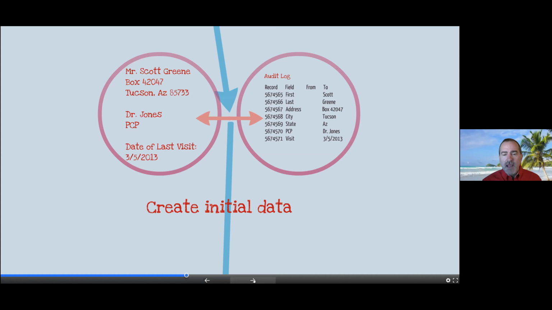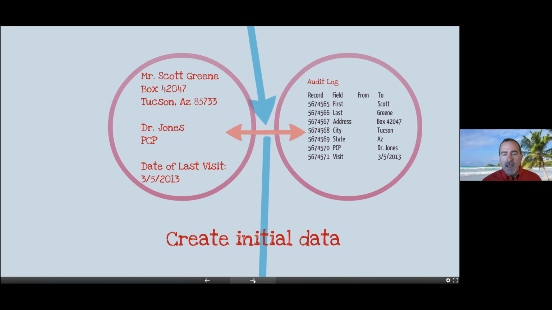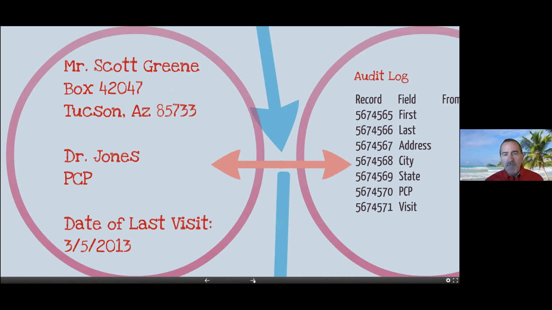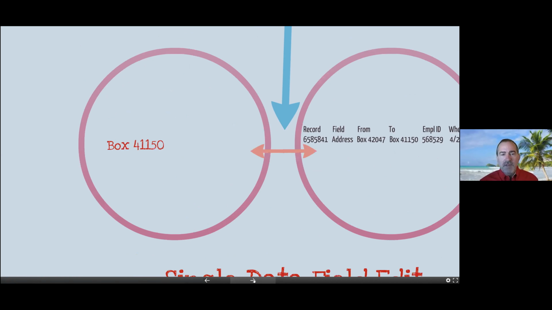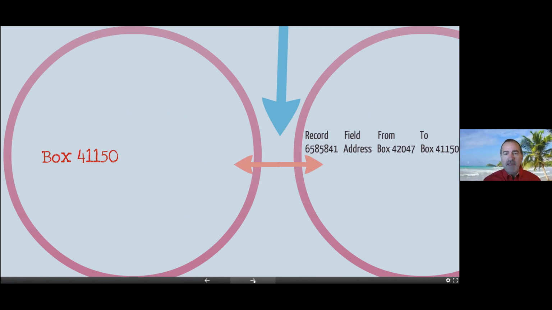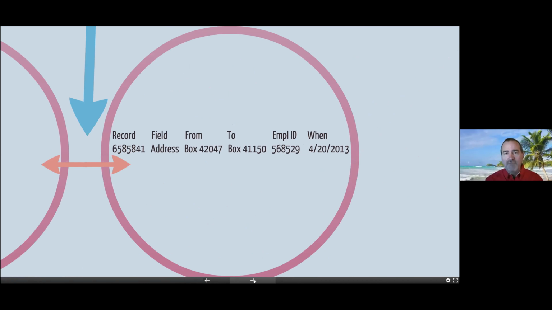And so over time, somebody said, "Well, I want to actually manipulate that. I'm going to change my P.O. box from where I used to live to a new one, for instance." And so I get this new P.O. box 41150, and I make the change to the record, and the audit trail gets filled in just perfectly normal. That shows that it was box 42047, and it's now box 41150. The employee who made that change has an ID, and the data was actually changed. The address field was actually changed on 4/20/2013.